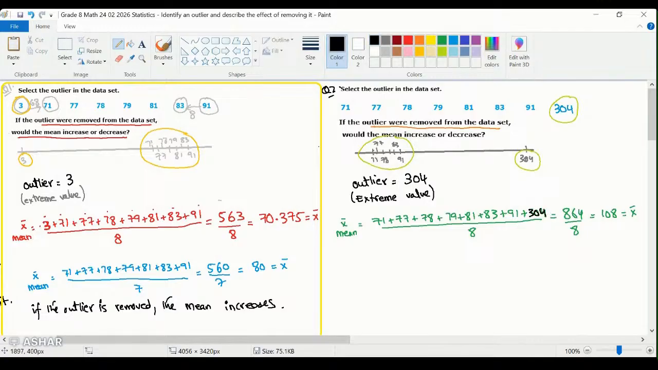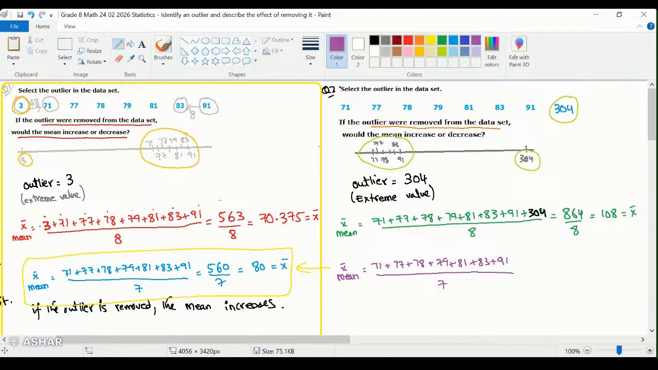But if we remove the outlier, that means the mean without the outlier should be 71, 77, 78, 79, 81, 83, 91 divided by 7. I'm just referring to the previous value, this value over here. Okay, because the outlier is the maximum value. We remove the outlier. That means it was 560 divided by 7 and the mean was 80.